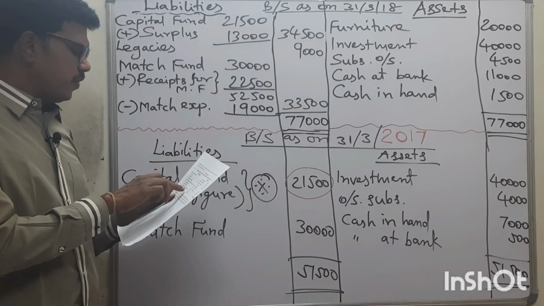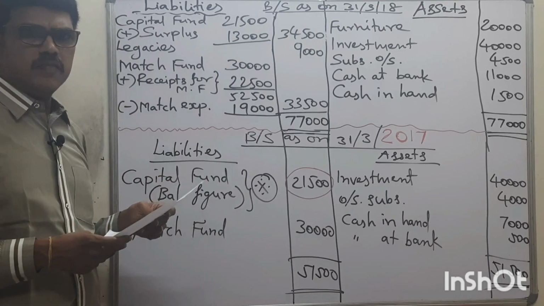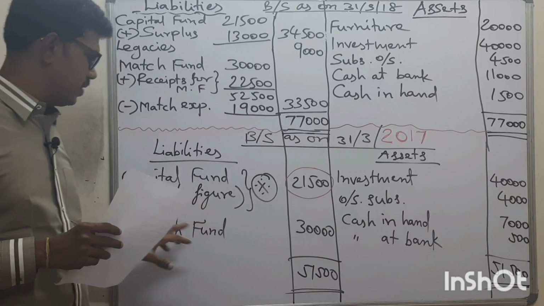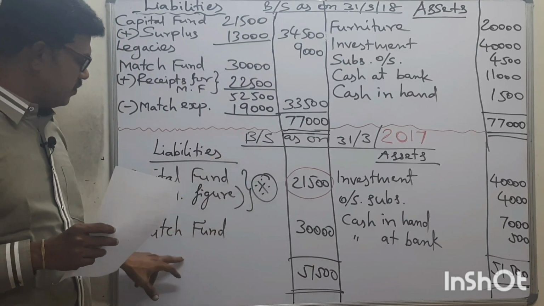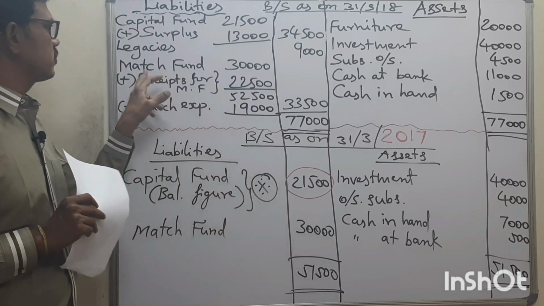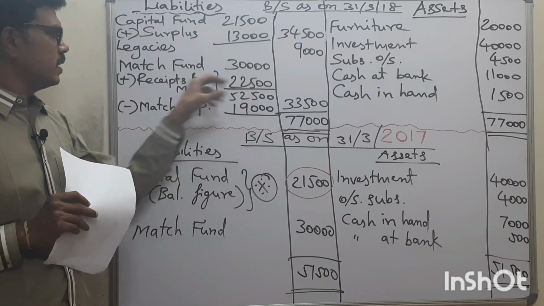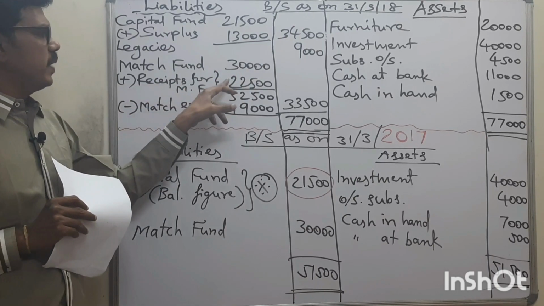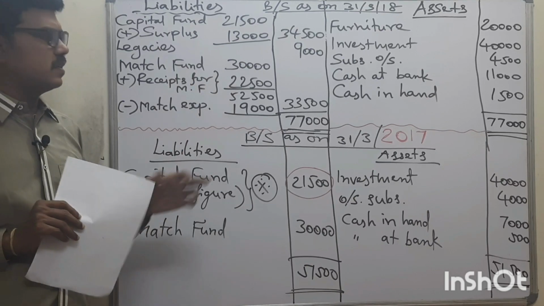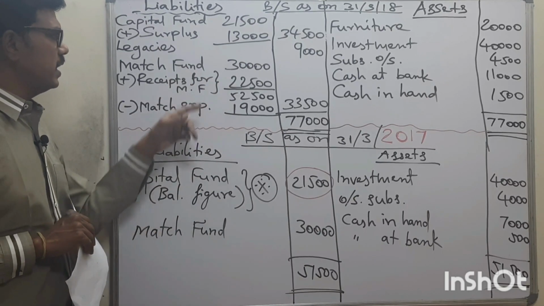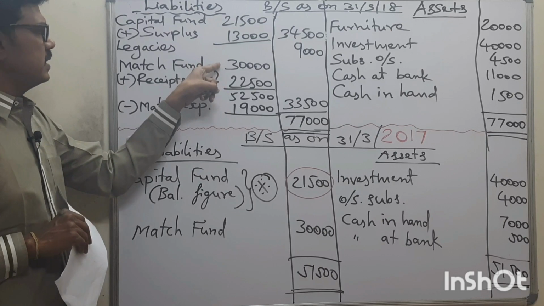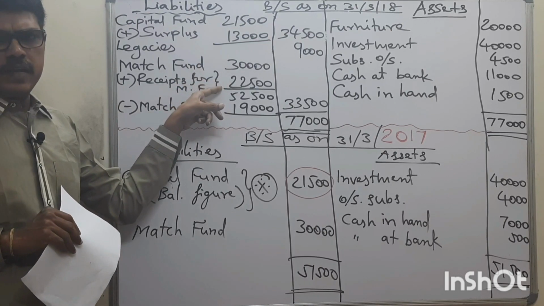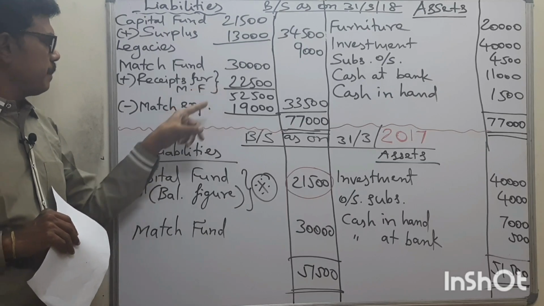Then match fund is there. Receipts for match fund is there. We should see whether there is any fund created in the previous year itself. Here in the opening balance sheet, we see match fund 30,000 rupees. During the current year, the club has received further receipts for match fund 22,500. This should be added. Already the club was having 30,000. During the year, further the club has received 22,500.